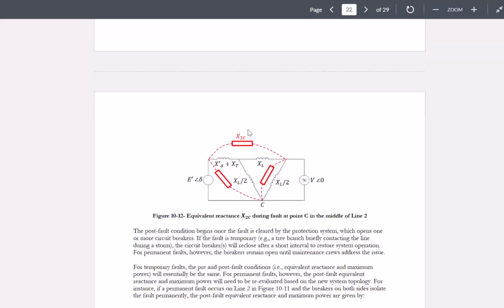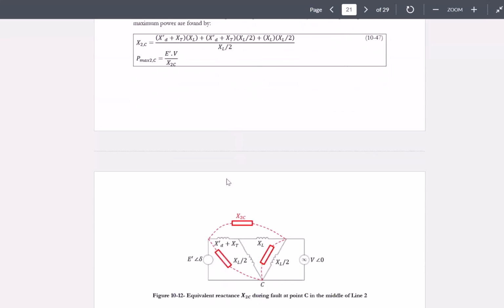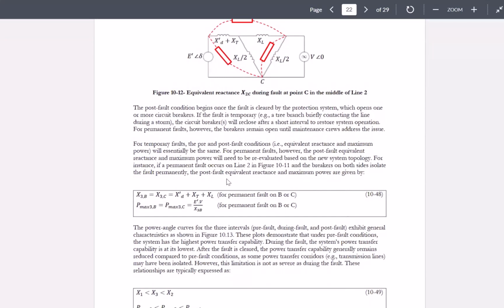Okay, so once you do that, your X2C, you see that, will be found through this representation, which is not infinite. It's a value, and therefore your P2 max, your P max under this scenario, would be E prime V over that X2C. So that you need to investigate.